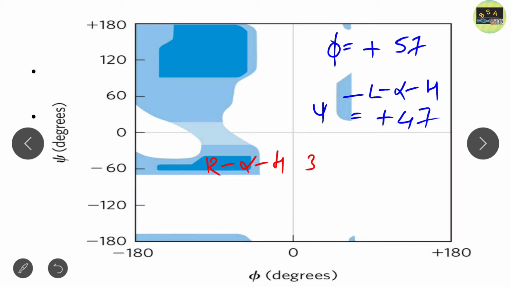One is 3.6-13 alpha helix, and one is 3-10 alpha helix. Okay, so in case of 3.6-13 alpha helix, the phi angle is minus 57, while psi angle is minus 47. Please note it down. Here both the angles will be in minus.